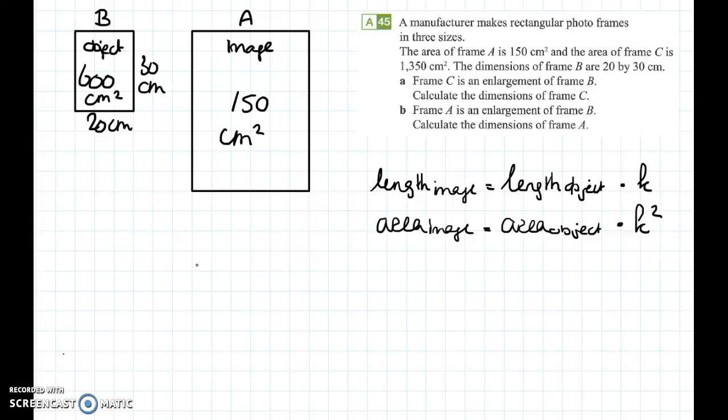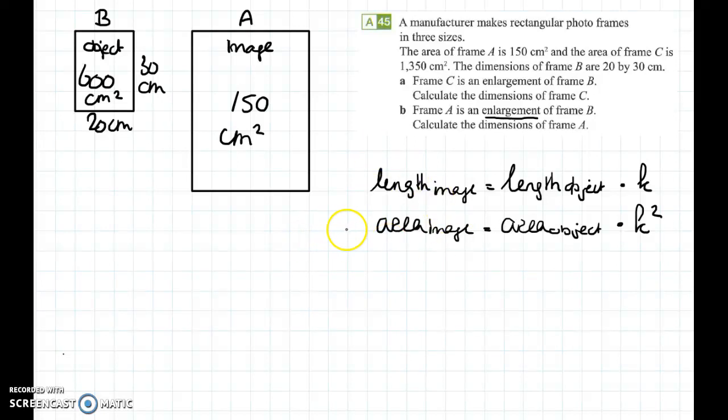As you can see, they use the word enlargement in the exercise. But when you take a look at the areas that have been given, object B has an area of 600 square centimeters, while object A has an area of just 150 square centimeters. So although they're speaking about an enlargement, it's actually not an enlargement. The image will be smaller than the object. That also means that our scale factor will be somewhere between 0 and 1, because when you multiply a length or width with a number smaller than 1, you get a result that's smaller than the original.